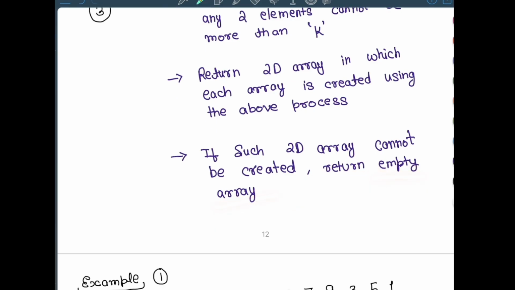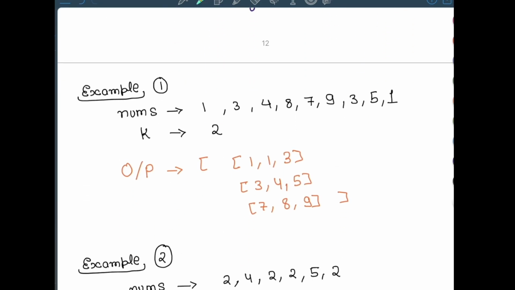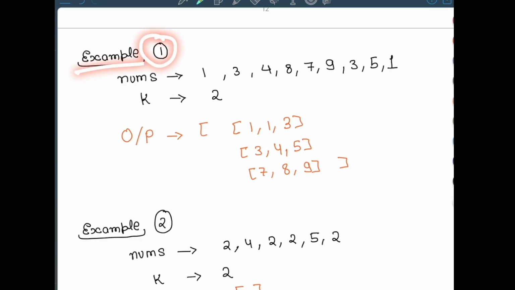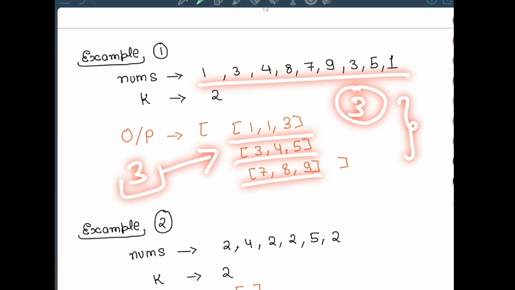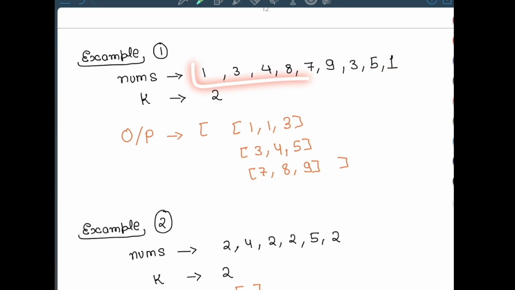Now let us try to understand the same thing using two different examples. In example number 1, the given array nums is 1, 3, 4, 8, 7, 9, 3, 5, 1, and the value of k is 2. The output in this case is a two-dimensional array in which each element is an array of size 3. And this is basically created by dividing this array into 3 different arrays of size 3. Why have we divided this particular array into 3 different arrays?